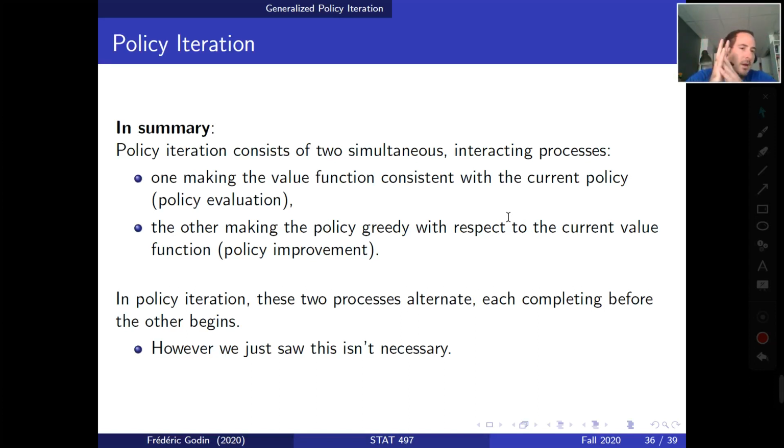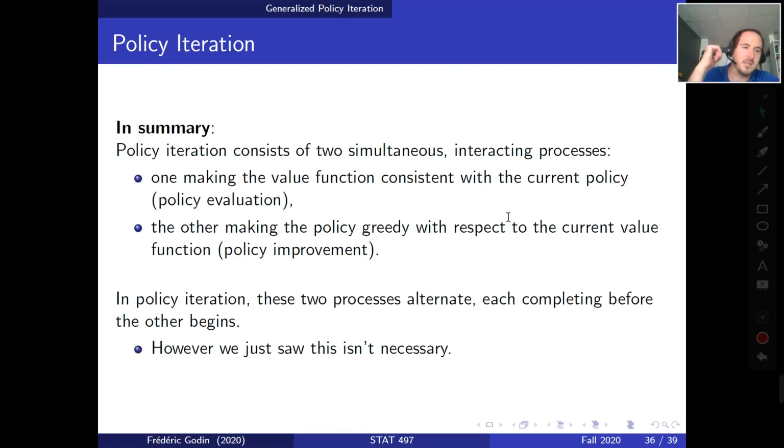Conversely, the other part of the policy iteration is policy improvement. By doing that, you want to improve on your policy, and you do that by making a new policy that is greedy with respect to the current value function estimate. And what do we mean by greedy? We mean that it takes the action which seems to have the highest value according to your current estimate of the value function. Okay, so in the original policy iteration scheme, each of these steps must complete before the other begins.